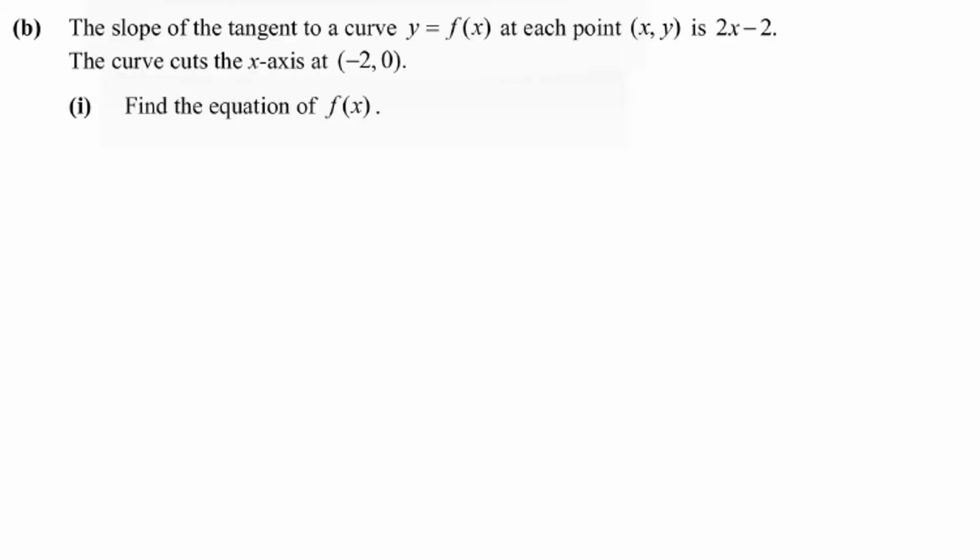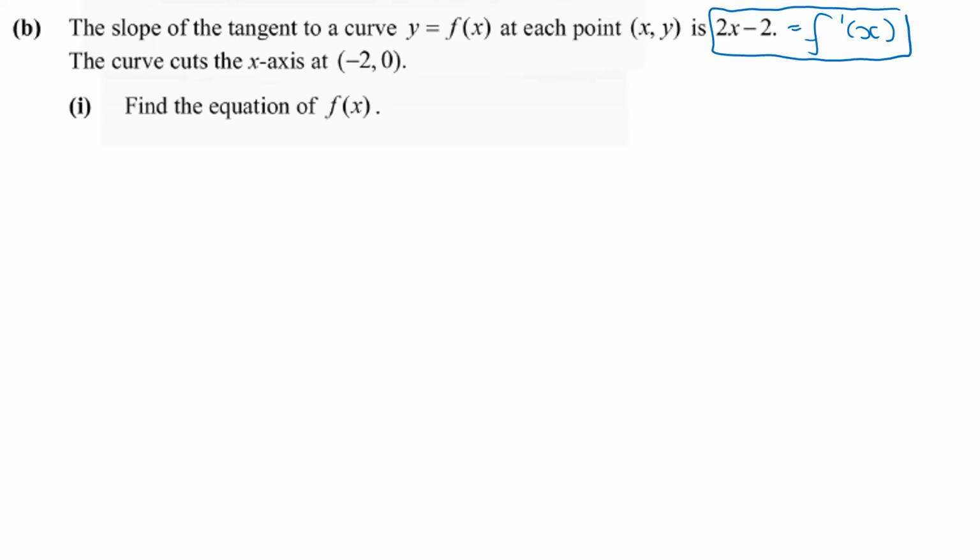Part B. The slope of a tangent to the curve at each point (x, y) is 2x minus 2. So they've told us that the slope is 2x minus 2. Another way to say slope is dy/dx, or because we're working with functions, f of x, we can talk in terms of f dash of x. So this thing that we've just been given, this is f dash of x, the slope of the tangent to the curve.